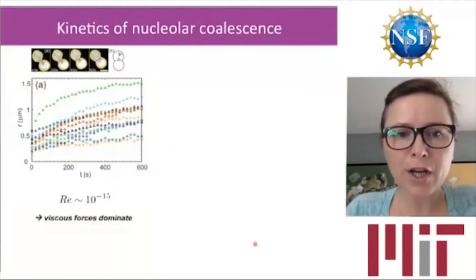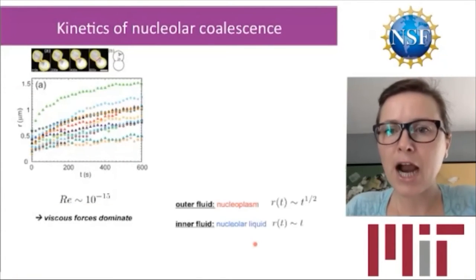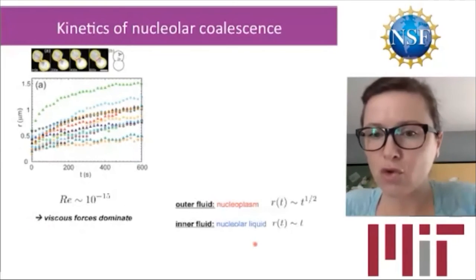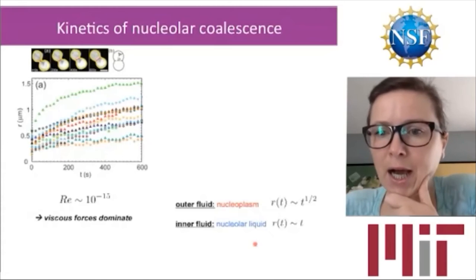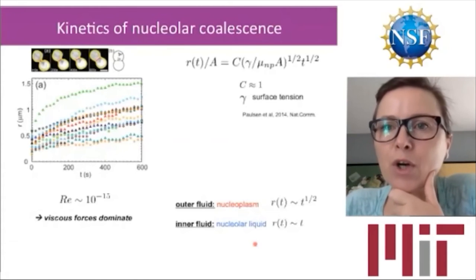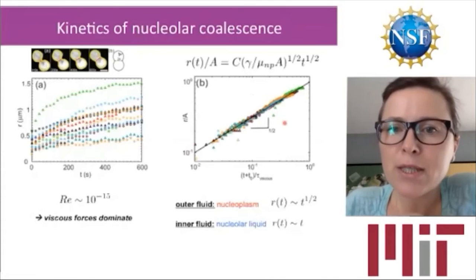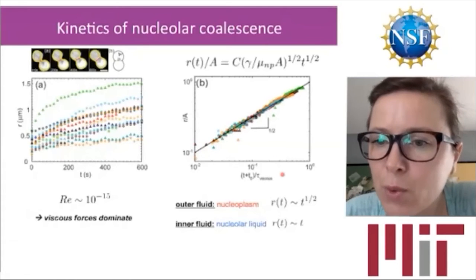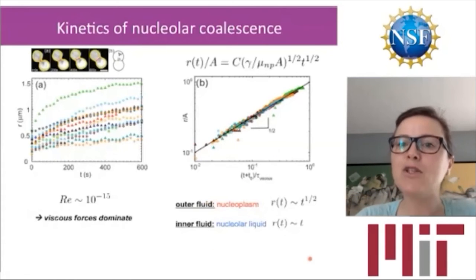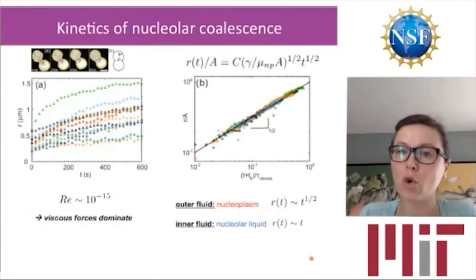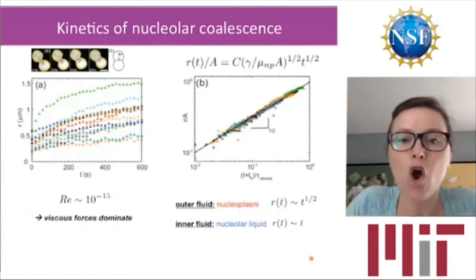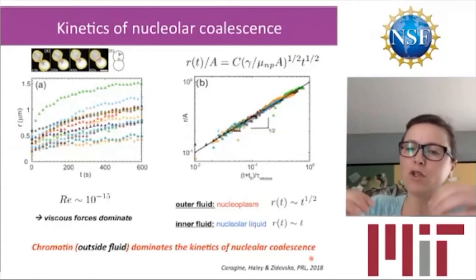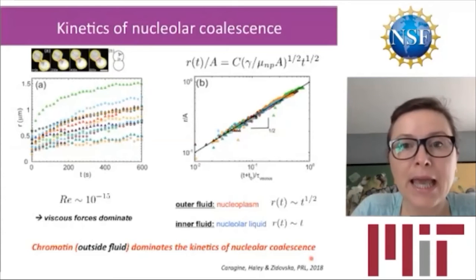As I mentioned, we are here at low Reynolds number, so the viscous forces are highly dominating. In such a case, it could be either the outer or inner fluid that is actually controlling the coalescence. When we rescale our data with respect to the size of the nucleoli and to time scales, we find that all of it collapses on the power law of t to the 1/2, which shows you it's the outer fluid, the nucleoplasm, that actually controls or resists the kinetics of the nucleolar coalescence, which is very, very important. So it tells us it's the environment of the nucleoli that controls how fast or how quickly they can fuse.